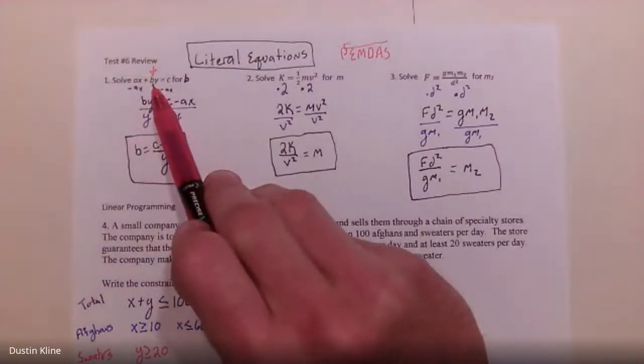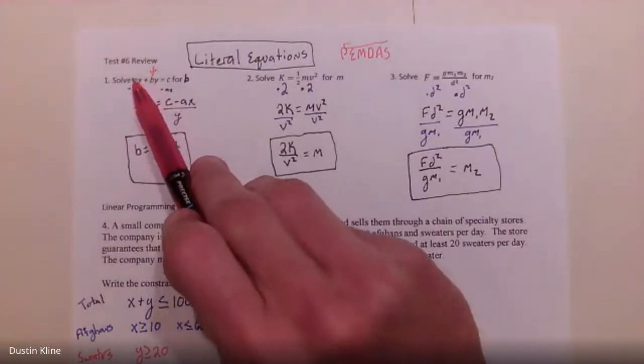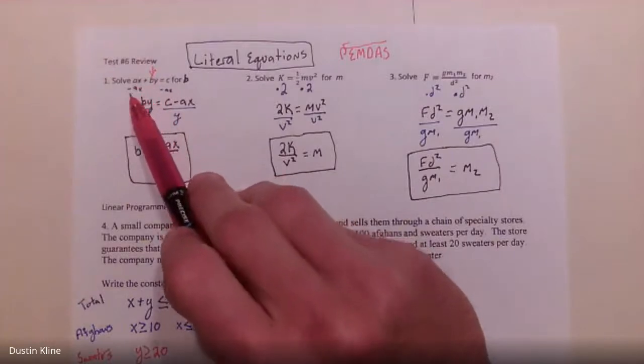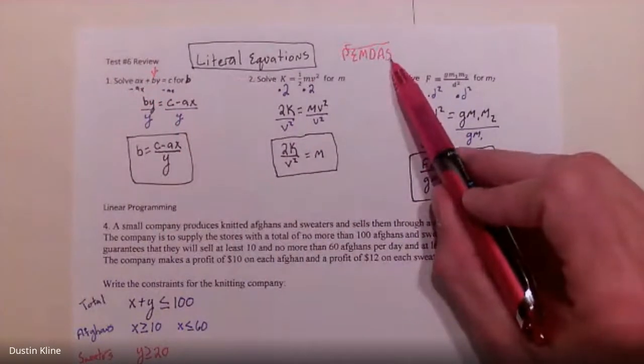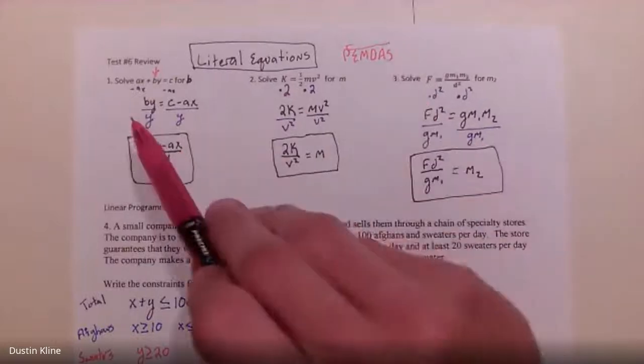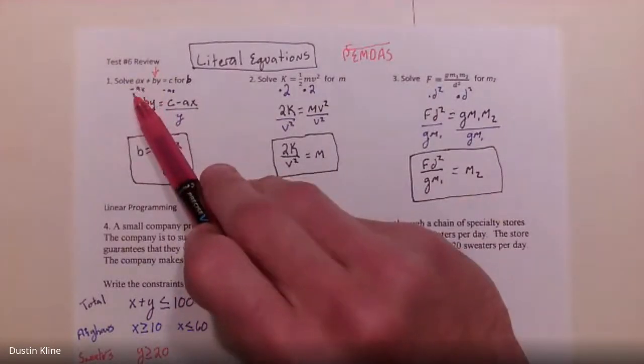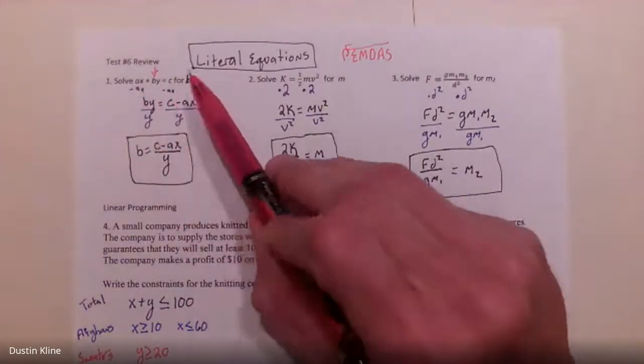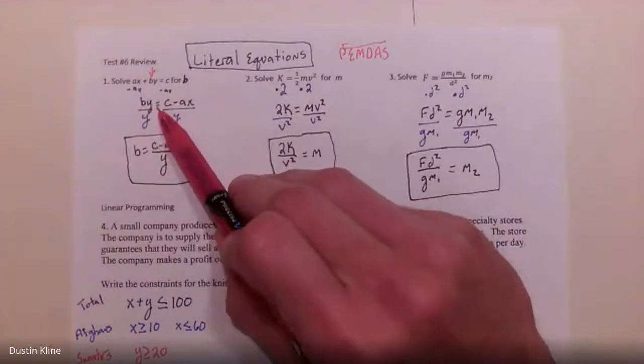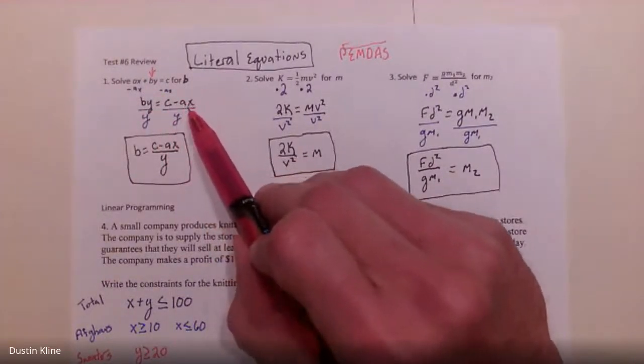The by is attached. We need to get rid of the ax first. Okay. Reverse order of operations, look for any addition and subtraction to undo. So we undo our positive ax by subtracting ax from each side. You're left with by equals c minus ax.